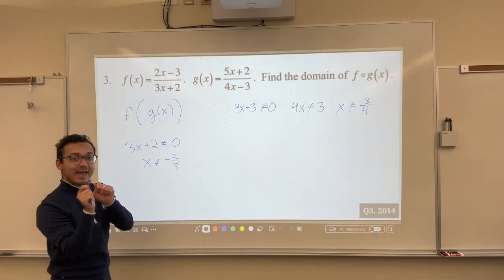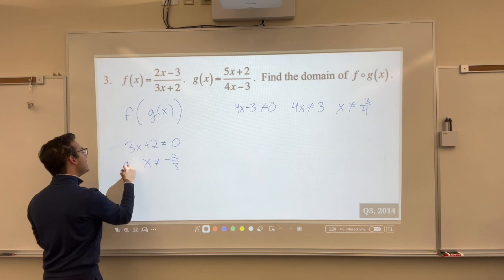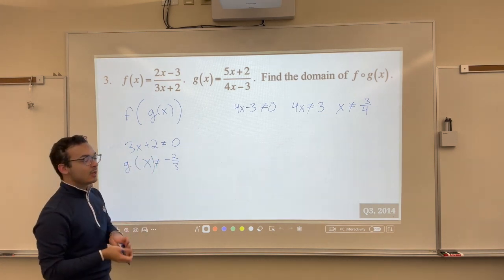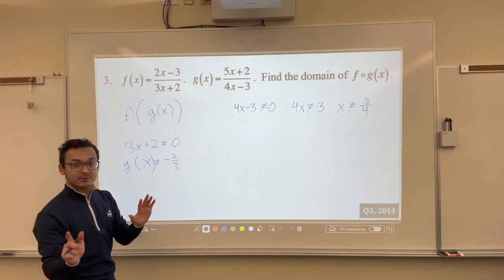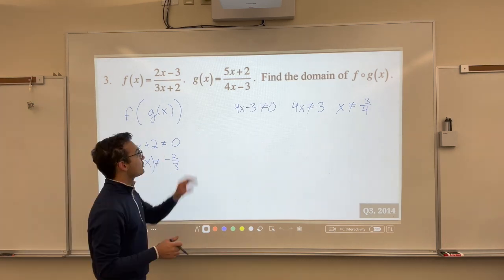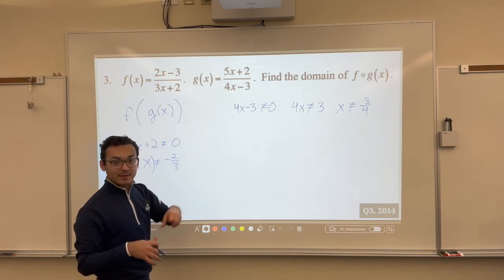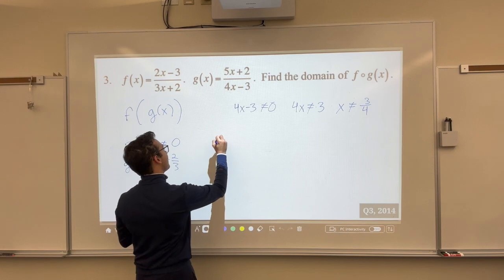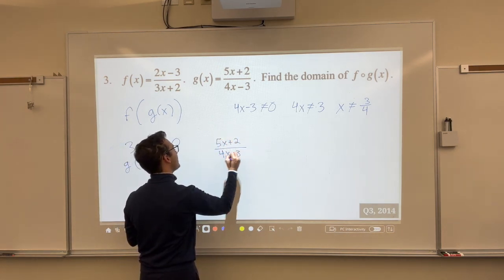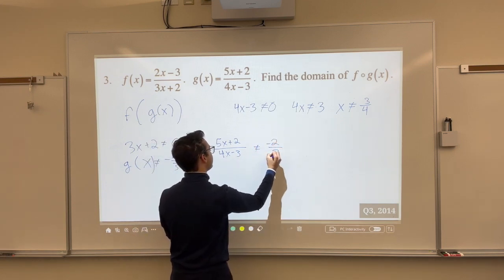So it's not that x can't be negative 2/3, but it's that g of x cannot equal negative 2/3. Super important. X can be negative 2/3, that's fine. G of x cannot be negative 2/3. So if g of x can't be negative 2/3, let's solve for the value of x that makes that true. So 5x plus 2 over 4x minus 3, g of x, does not equal negative 2/3.